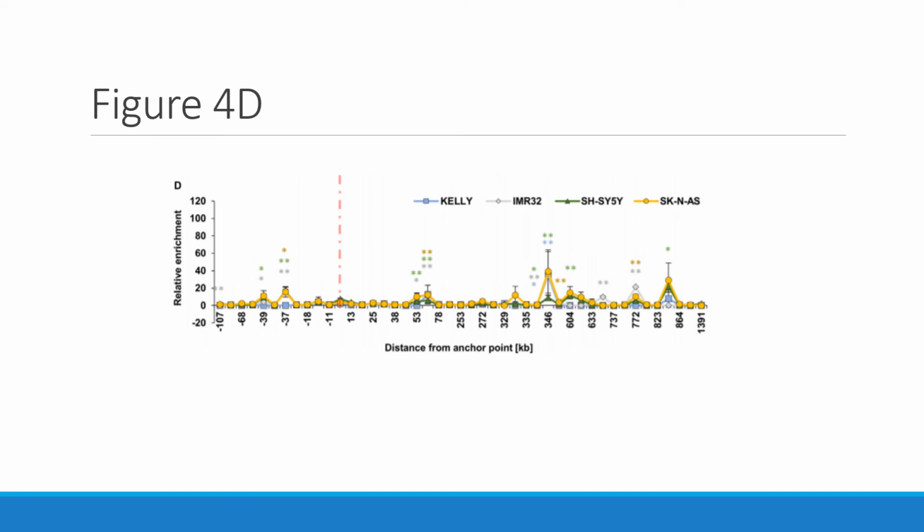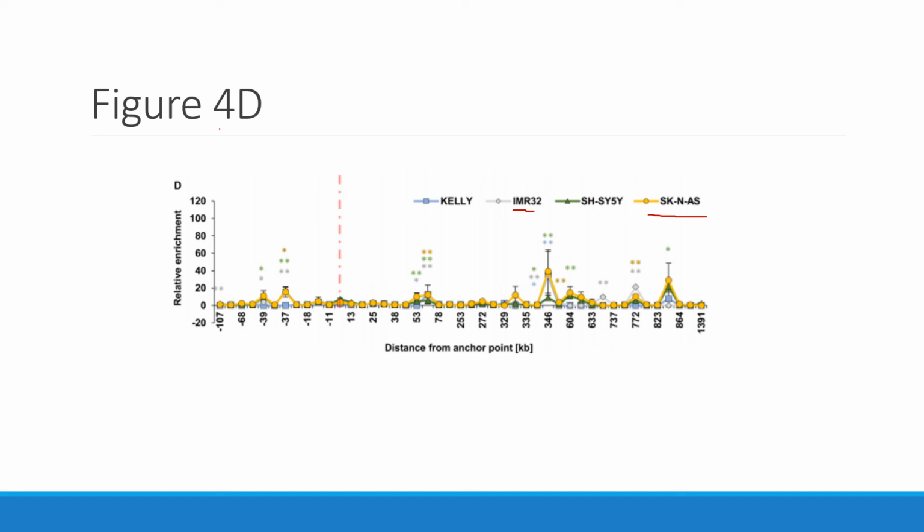This figure 4D hinges on the last figure 1, because it takes the data of the 4 neuroblast cell lines, the Kelly, the IMR32, the SHSY5Y, and the SKNAS neuroblast cell lines that did not detect the foxp2 gene expression. And so these were taken and measured through chromatin conformation capture, or 3C analysis.